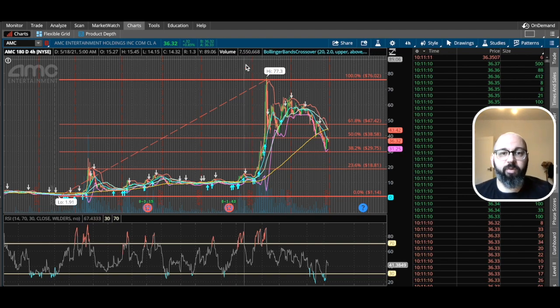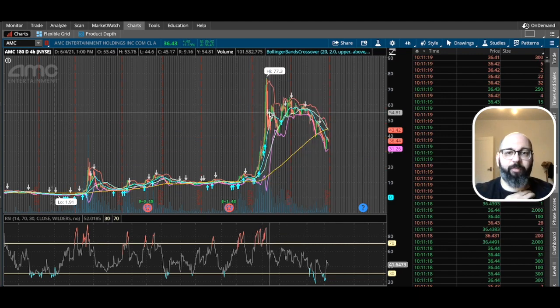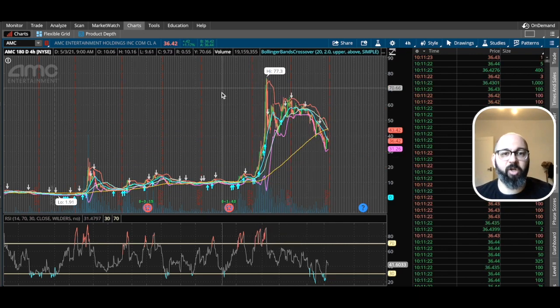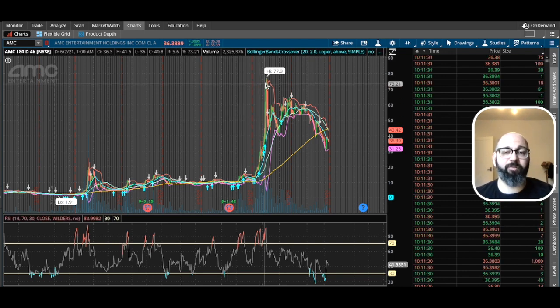So I just wanted to walk you through this. First of all, let me delete this so I can show you how to do it. Remove drawing. Okay. So here we are on a 180-day chart of AMC, and I'm going to show you all of the potential buying opportunities that we've had to swing trade or day trade the stock using a bunch of different techniques and tools. The first one being Fibonacci retracements.